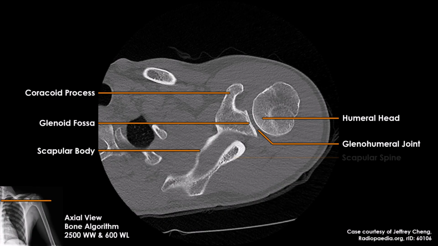This posterior projection of the scapula is called the scapular spine. The scapular spine divides the posterior surface into upper and lower halves. And remember, this is the bony feature of the scapula that extends laterally to form the acromion. Finally, notice that we can still see the clavicle.